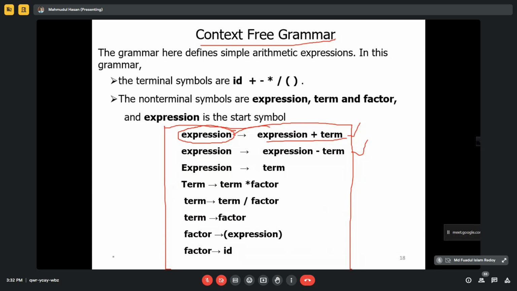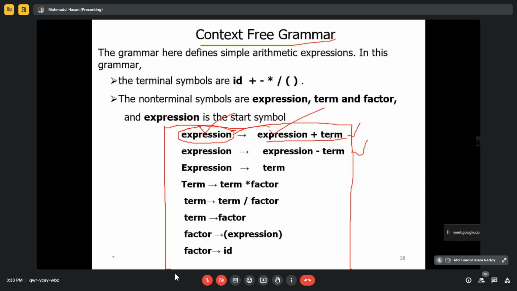So expression is terminal or non-terminal? Terminal means you cannot go further, but a non-terminal means you can go. That means you can go from expression to expression plus term, because there is an arrow. So expression is terminal or non-terminal here? Non-terminal, sir. So we already discovered that expression is non-terminal.